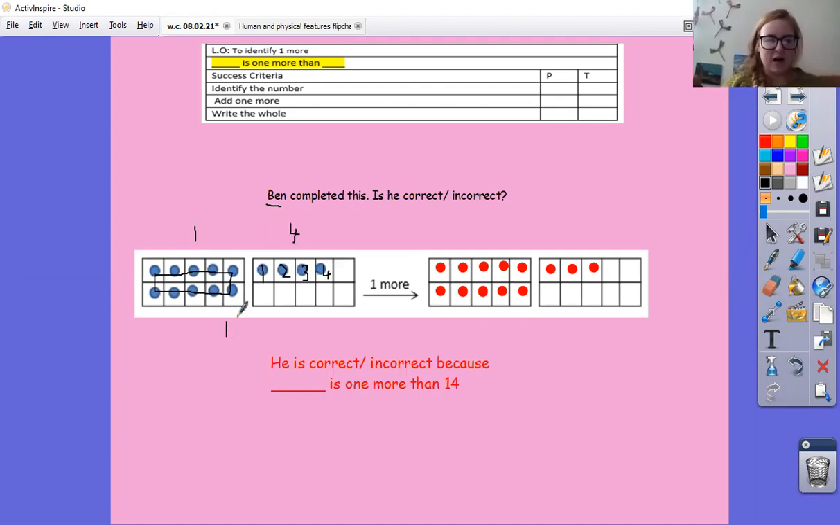What number is that? Let's write it out. 1 ten, 4 ones. It's 14. Brilliant. So Ben is looking for a number that is one more than 14. Okay, so let's have a look.